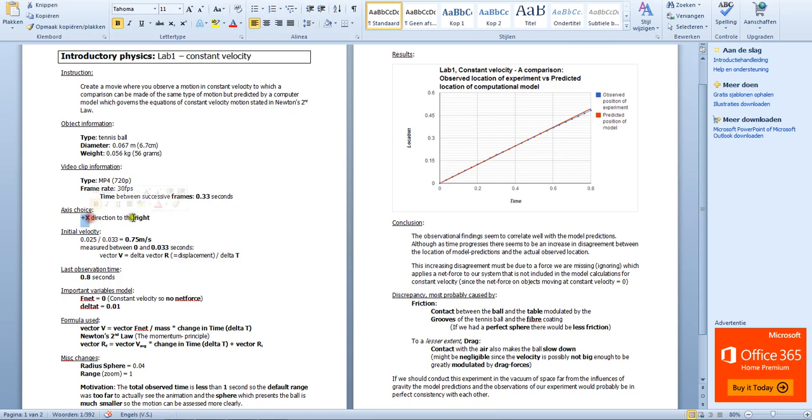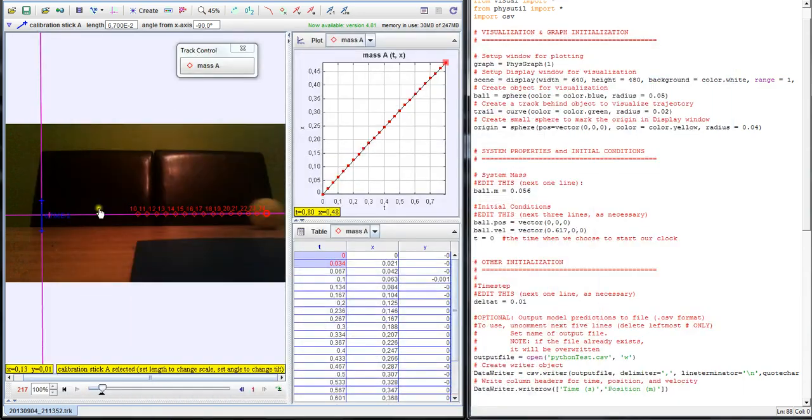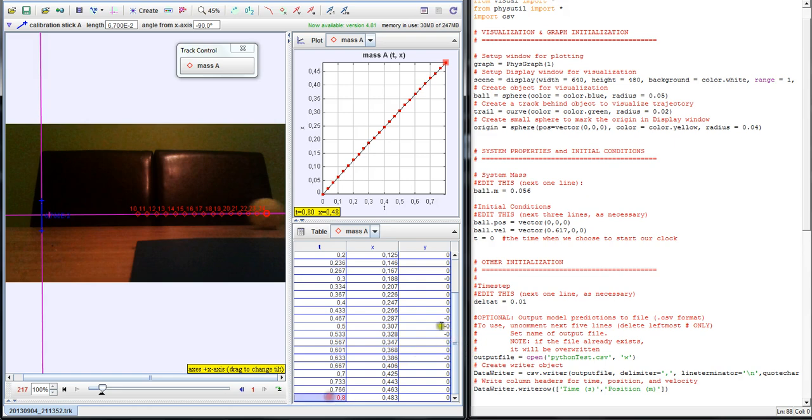I've chosen the plus X to point to the right because it's also the movement of our ball, which you can see here. If I play the movie, the ball moves from the left to the right along the plus X, with the successive locations being shown at the right time step, where we can observe this graph which plots the location as a function of time. All this is done in a time span from initial time 0 to 0.8 seconds.